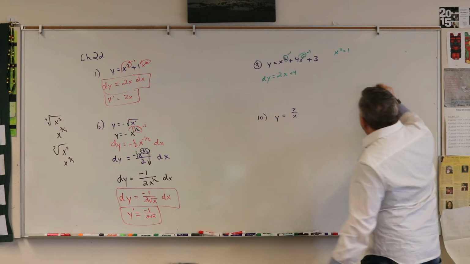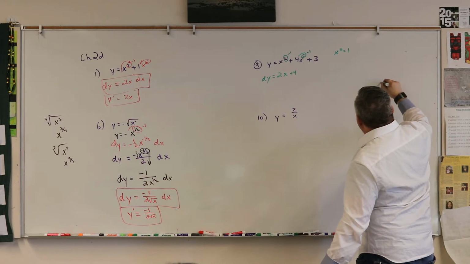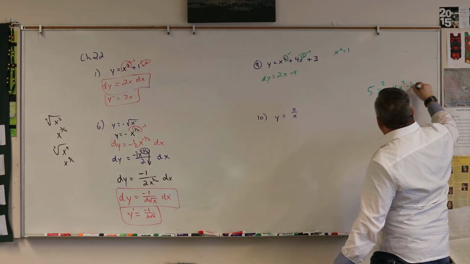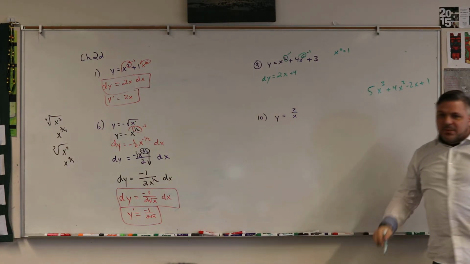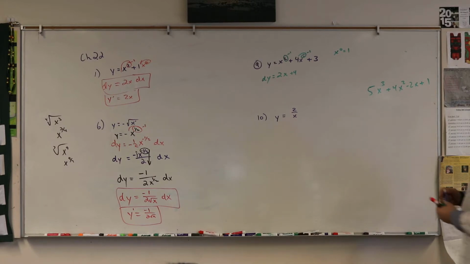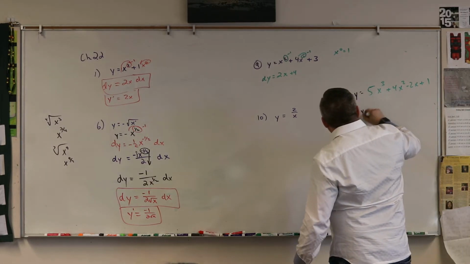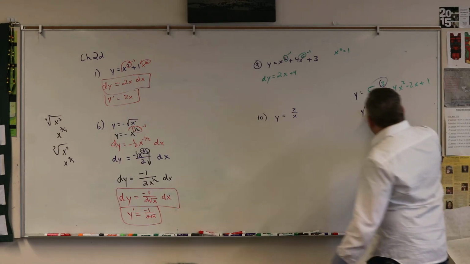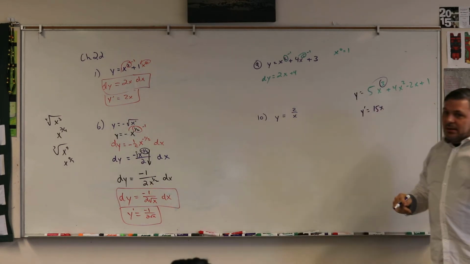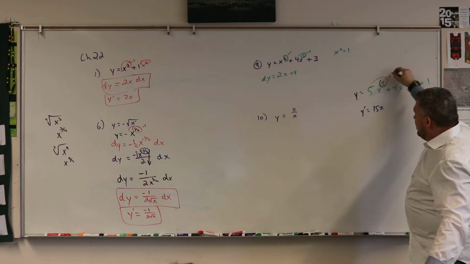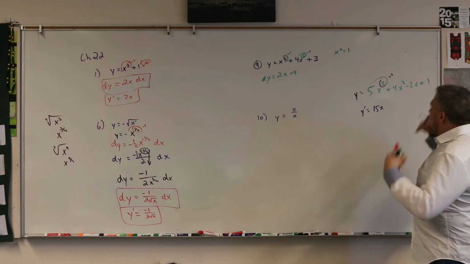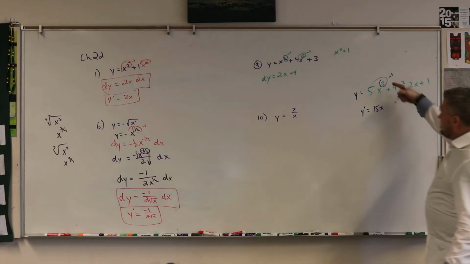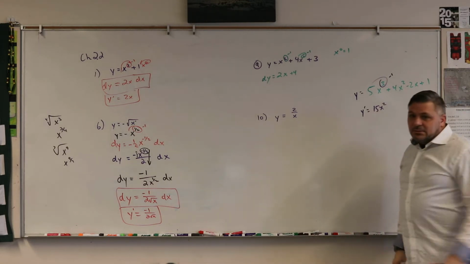So check this out. What if I had 5x to the third plus 4x to the second minus 2x plus 1? Okay? The derivative of this would be, what's 3 times 5? 15. Okay? X to the second. Why is it minus 1, though? Because it's the derivative. Always minus 1? Always minus 1. So what is that? 2, right?